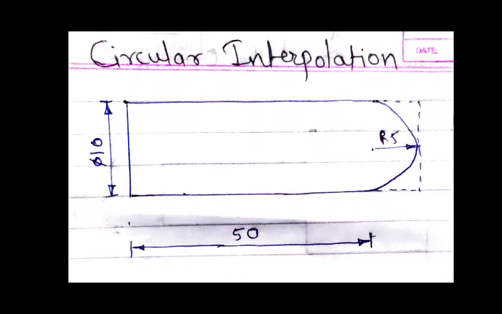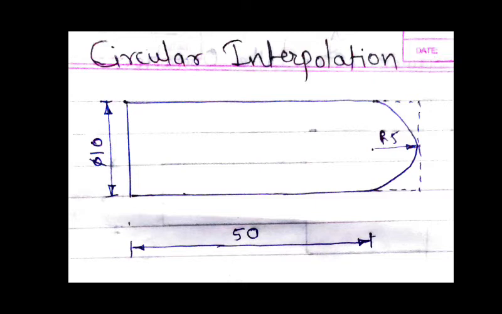Hello everyone. Today we are going to see one more example for part programming. This program is regarding circular interpolation. Here you can see the given part, that is a circular rod, a solid rod.